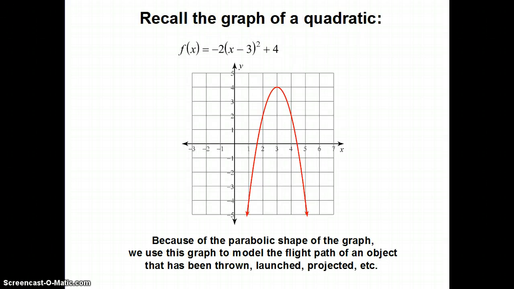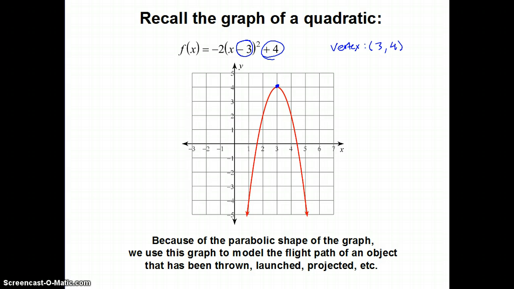First, let's recall the graph of a quadratic. If you remember, this is vertex form of a quadratic. To find the vertex, we take the opposite of the number that's inside the parentheses with the x. So this would be a positive 3 for your x value. And the y value is the number that's being added to the end. So in this case, it's a positive 4. So to find my vertex, I go right 3, up 4. That is the point (3, 4).